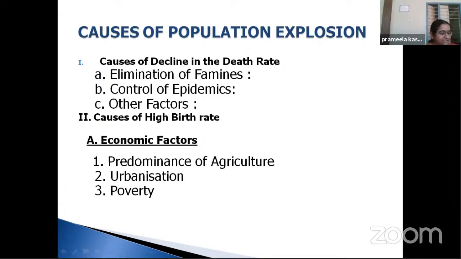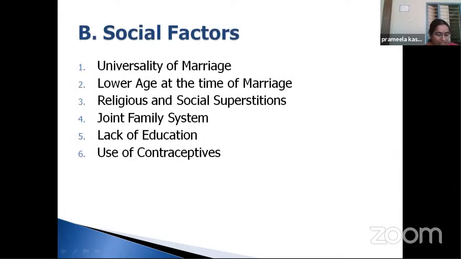Next, the fourth one, social factors. Social factors include universality of marriage and lower age at the time of marriage, religious and social superstitions, joint family system, lack of education, and use of contraceptive methods. The first one in social factors is mainly universality of marriage. That means marriage is both a religious and social necessity for Indians.